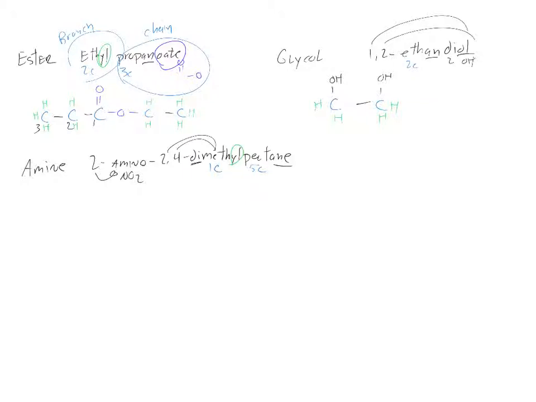So let's draw the structure. 1, 2, 3, 4, 5. All single bonded together. And I'm going to number my chain. So on my second carbon, I'm going to put an NO2. On my second carbon, I'm also going to put a methyl group. And on my 4th carbon, I'm going to put a methyl group. And then I'm going to go ahead and add hydrogens so that every carbon has 4 bonds. And that pretty much covers it.